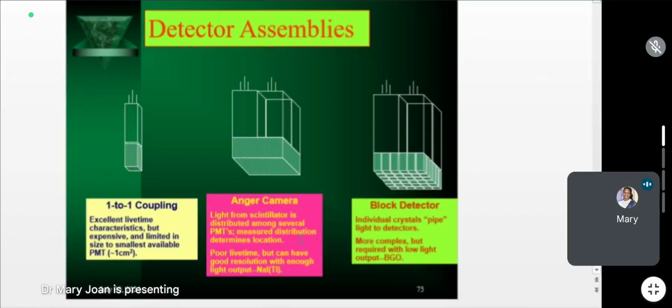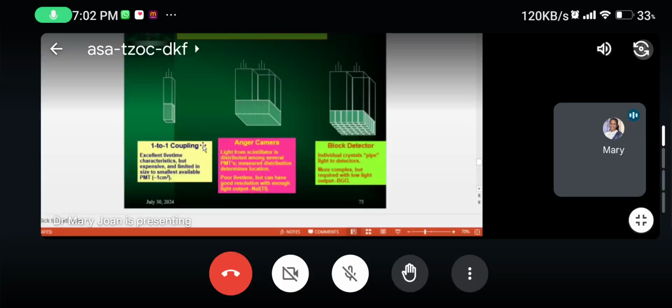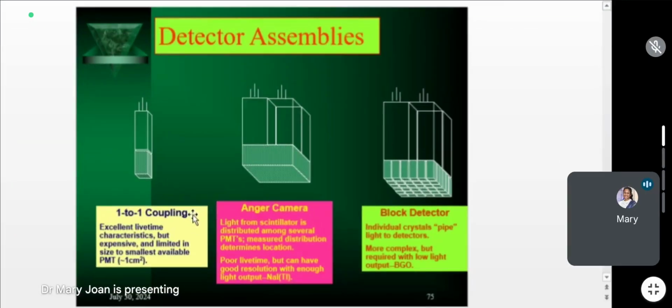And here are some of the detector assemblies which are commonly utilized to overcome some of the crystal characteristics or crystal deficiencies. So we had one-to-one coupling, one crystal, one photomultiplier tube, which has excellent lifetime characteristics but is expensive and limited in size to the smallest available photomultiplier tube. So this is approximately 1 centimeter square.